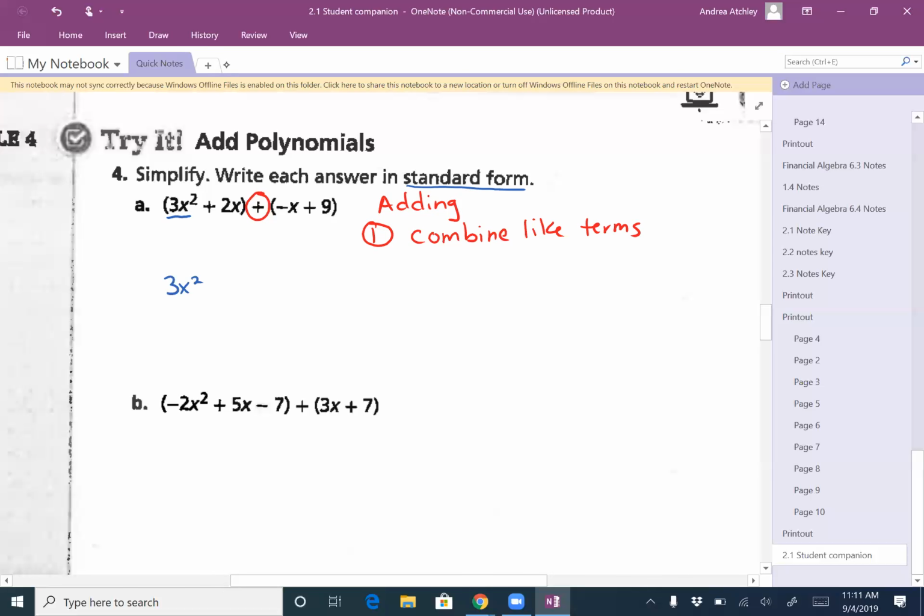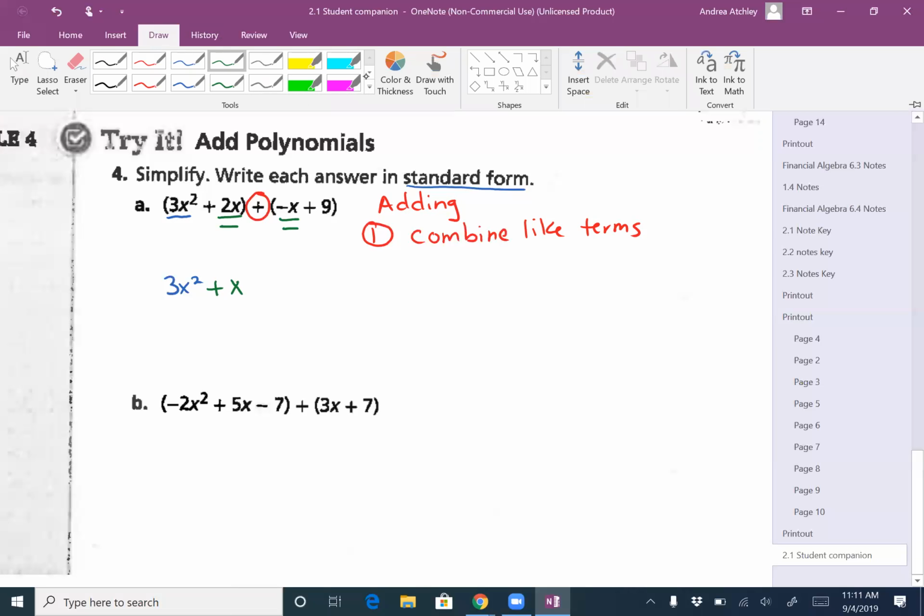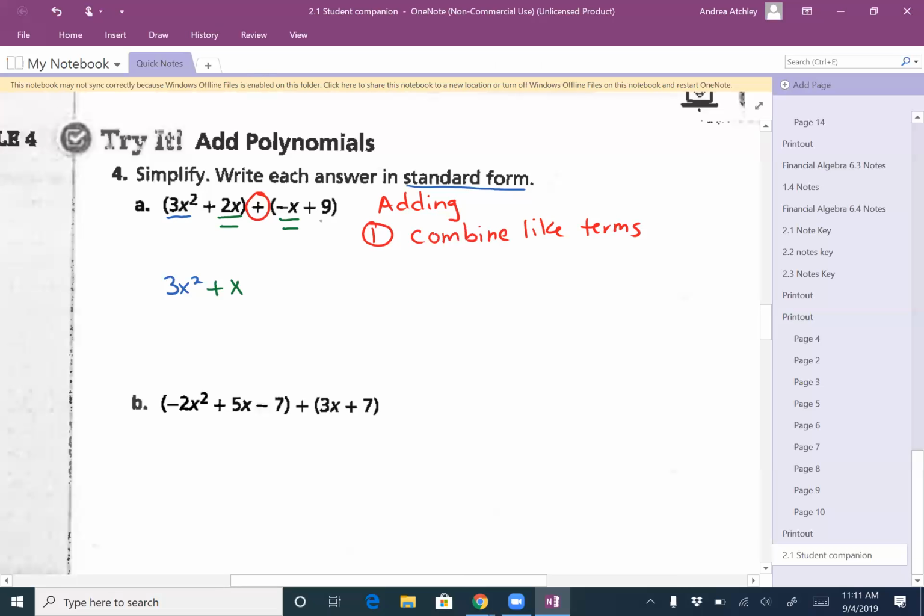The next highest degree is the x, so I have a 2x and negative x. They are like terms. Okay, they're the same exponent and same variable. They're opposite signs, so I'm going to subtract them, and I'm going to get a positive x, or 1x. And finally, the 9 is all by itself, so I just do plus 9.